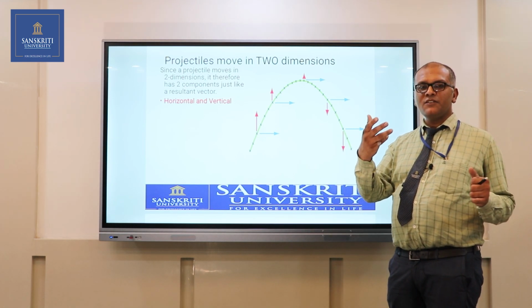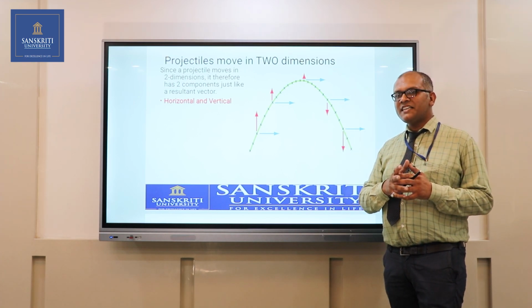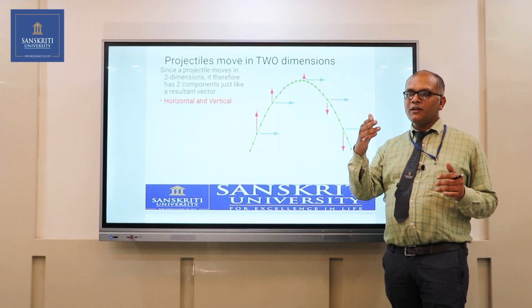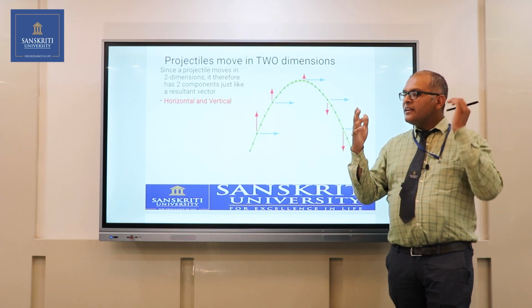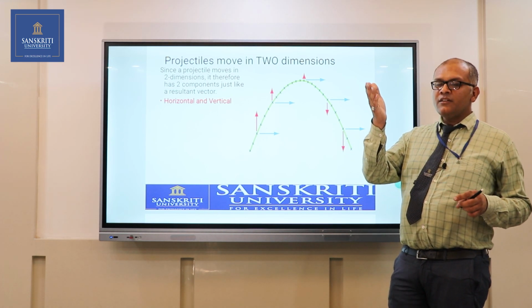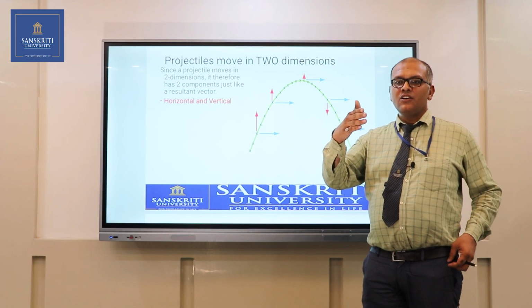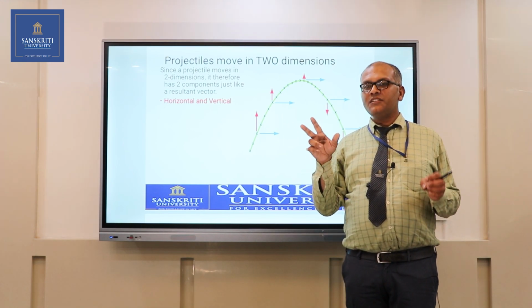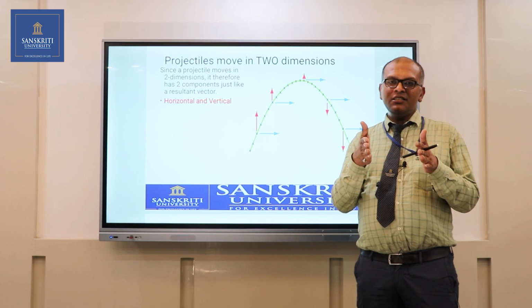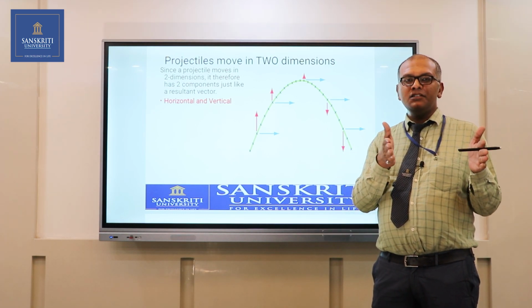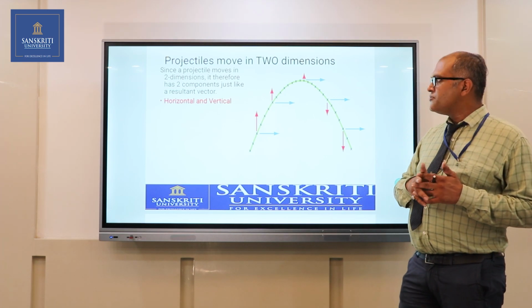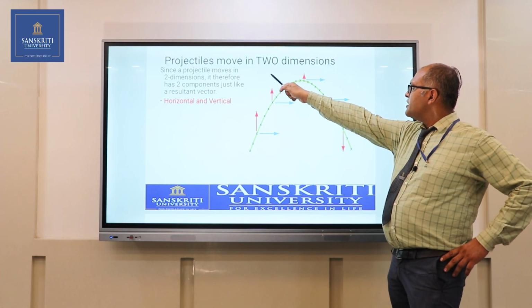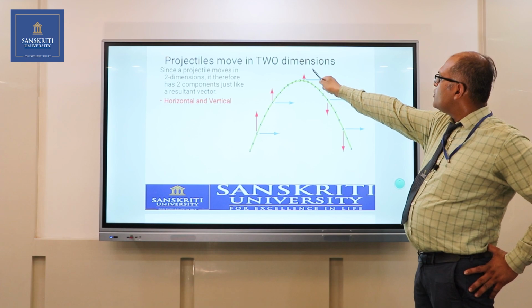What is one person doing? He is throwing a ball, another person is catching. When he is throwing the ball, it is being thrown at an angle, in a vertical direction. So there is a vertical direction and another, a horizontal direction. So there are two directions, that is why there are two dimensions. What are these two dimensions? One is the horizontal dimension, the other is the vertical dimension. So that is why projectile motion is called motion in two dimensions.